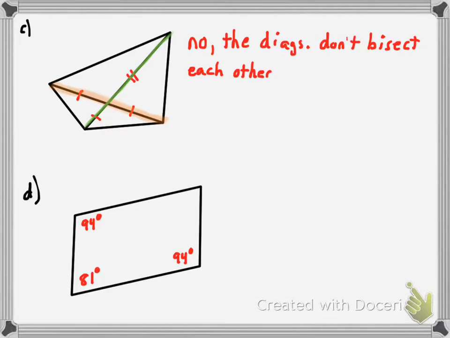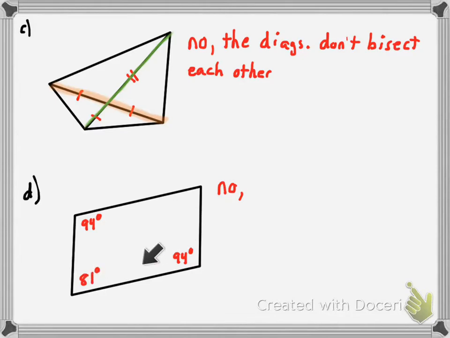All right, and then for part D, it turns out you should have said no here as well. That quadrilateral is not a parallelogram. And I would have accepted two different explanations for that. One of those would be that the opposite sides are not parallel, because the consecutive interior angles are not supplementary. 94 plus 81 adds up to 175, not 180.